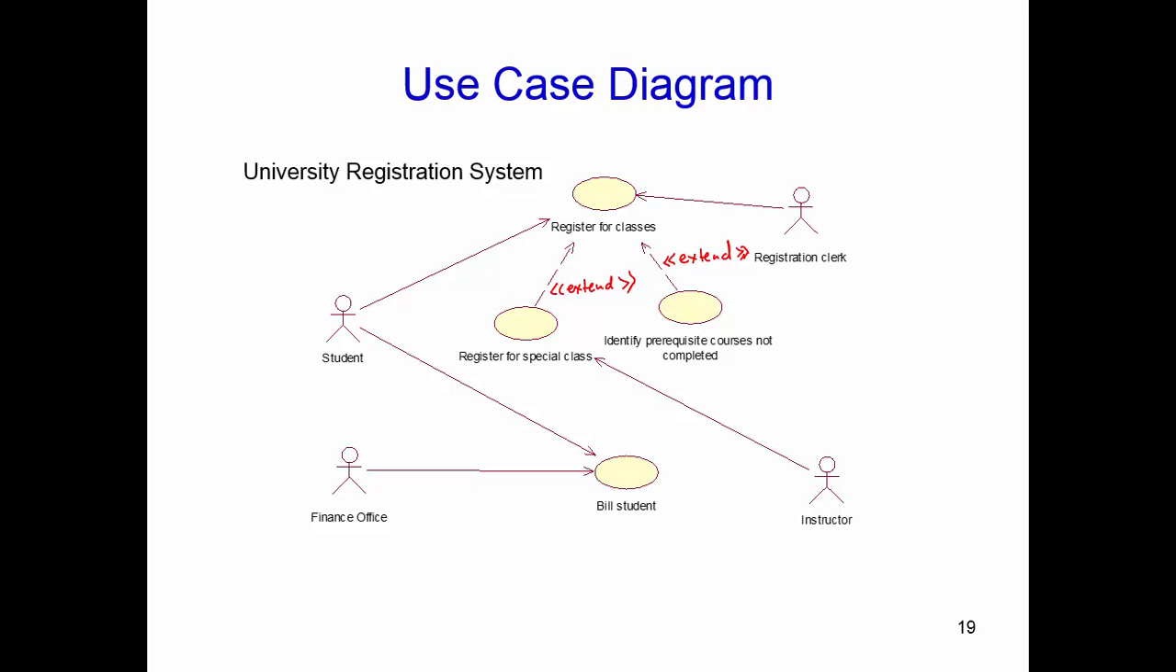So it's register for a special class. So right now we have our students starting with Calculus 1. If you don't have the requirements to start with that class, you're going to have to take some previous prerequisites to be able to take Calculus 1. So that's basically registering for a special class. And then identifying prerequisites for courses not completed, that could be another extension.